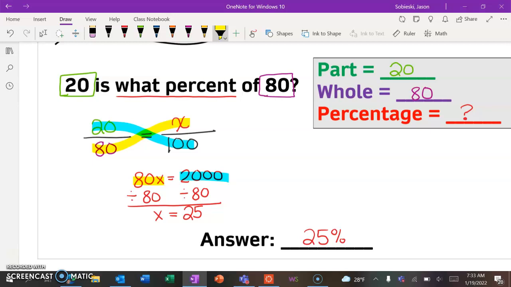So hopefully this helped you to see why proportions are a great way to solve these problems. So thanks for watching.